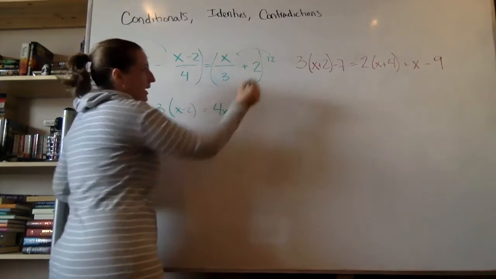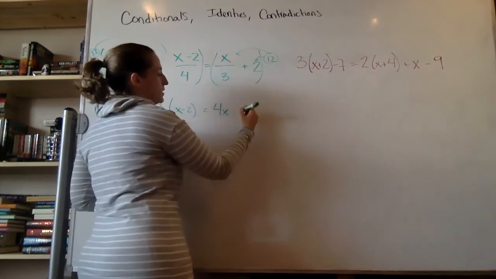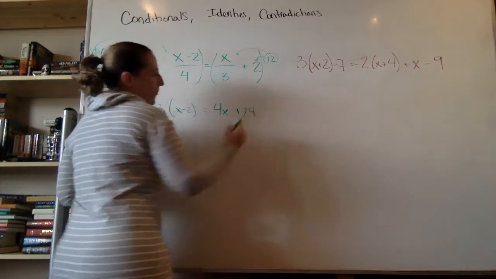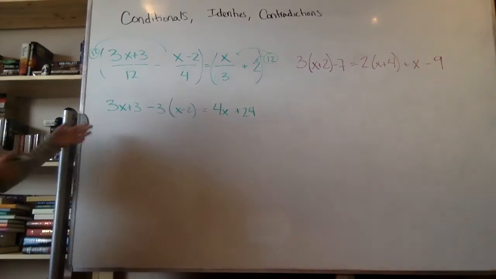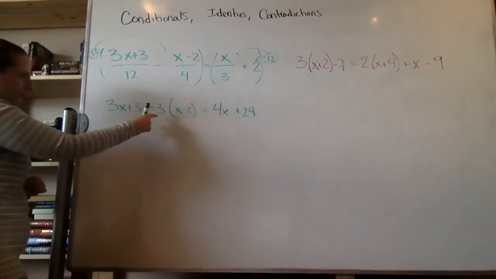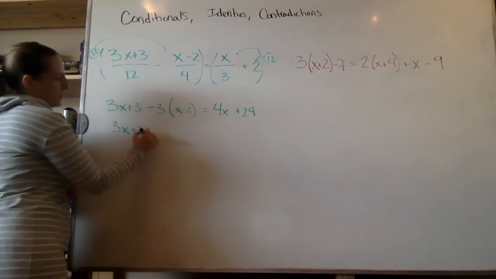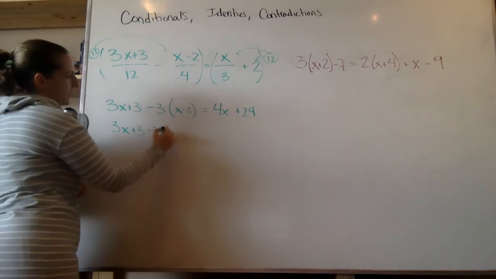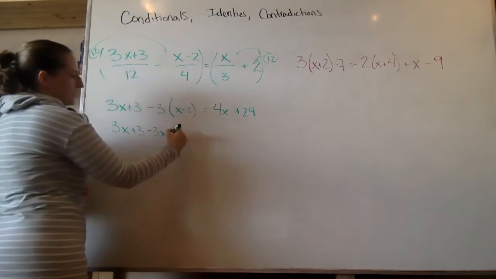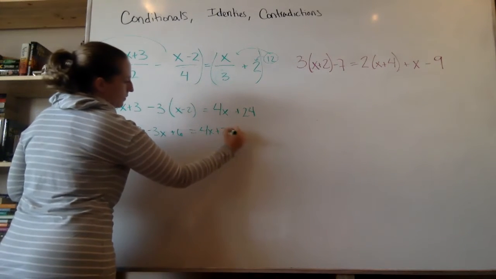And then lots of people forget this step. I also have to multiply this 12 times 2. 12 times 2 is 24. So when we multiply by our LCD, 12, we clear the fractions. Now let's go through and solve this. First thing I'm going to do is distribute that negative 3. So I have 3x plus 3. Negative 3 times x is negative 3x. Negative 3 times negative 2 is positive 6 equals 4x plus 24.